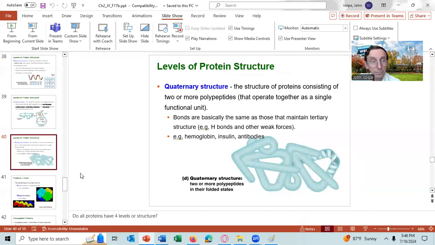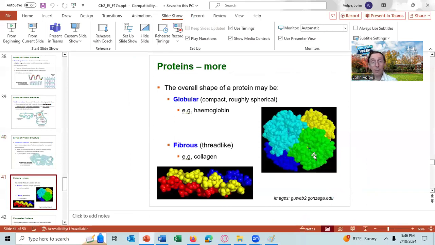All right, talking a little bit more about proteins. Proteins can have an overall shape. And if the overall shape of the protein is roughly compact and roughly spherical, we call that a globular protein. Hemoglobin, and almost every enzyme you can think of, is a globular protein. But we do have other proteins which are thread-like or fibrous-like proteins, and these tend to be connective tissue proteins, like collagen is a fibrous protein.